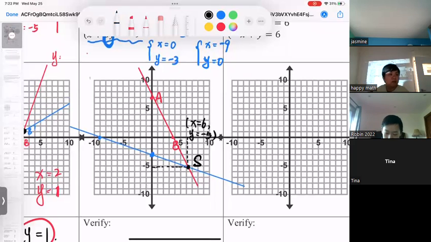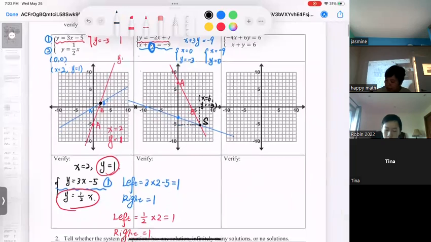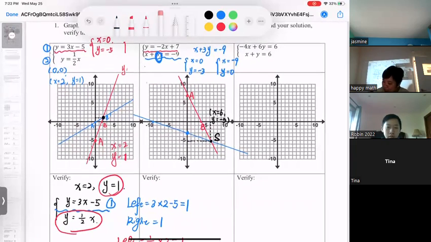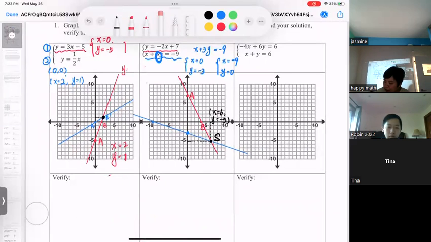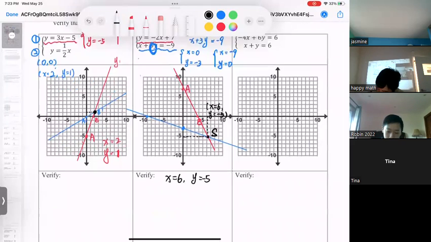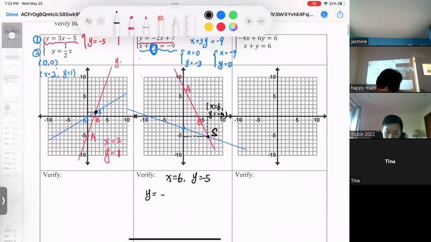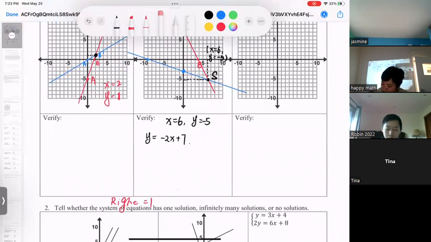Let's try. Would you like to help me verify that x equals 6, y equals -5 is the solution of the system? Here, I figure out x is 6 and y is -5. If that works, I hope. So let's see here. y equals -2x plus 7, right? So we verify this is the solution of the linear function.